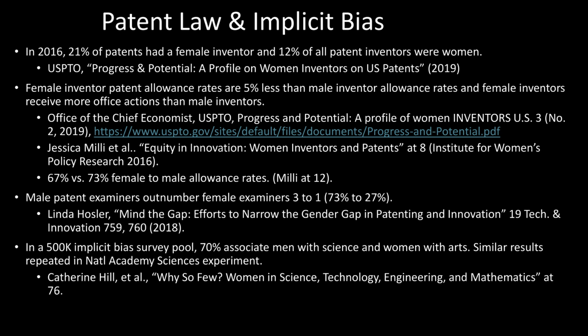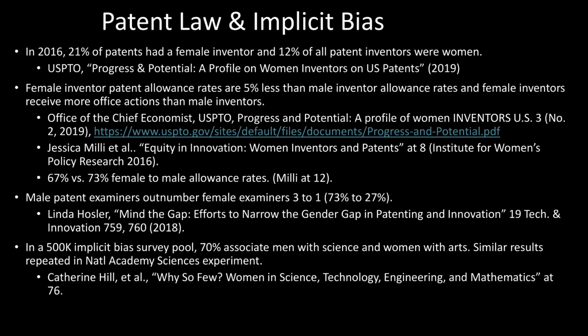Office actions are responses by patent examiners telling you that there is a problem with your invention. We can also see that male patent examiners, the ones issuing those office actions, for example, outnumber female examiners by 3-to-1. It is a staggering differential. And if we backstop that with some implicit bias surveys that have been done, you can see it here on our slide, in a massive survey pool of 500,000 people, 70% associate men with science and women with arts. This has been repeated in National Academy of Science experiments also.